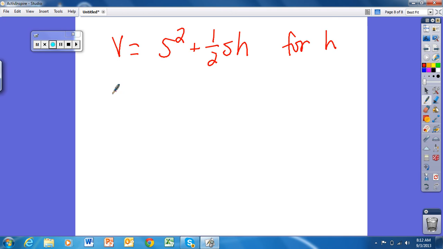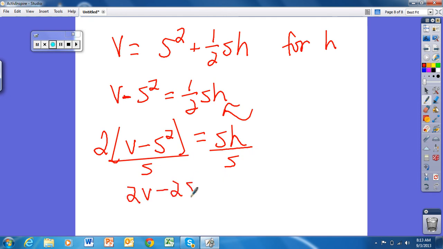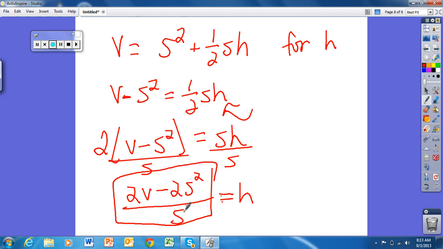Now what I would do is subtract s squared from both sides. So I have v minus s squared equals 1/2 sh. I still don't have the h by itself. It still has a couple things. To get rid of 1/2, we can multiply both sides by the reciprocal. So we have 2 times v minus s squared equals sh. And now we can divide both sides by s. So 2v minus 2s squared all over s. That's your answer.